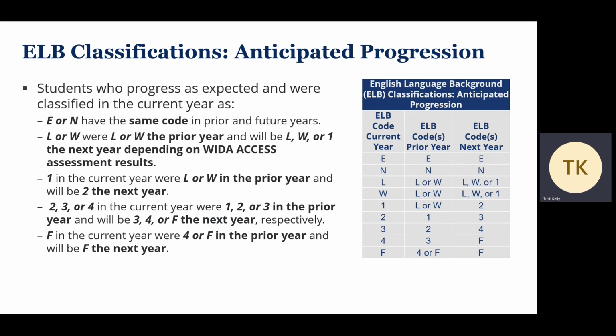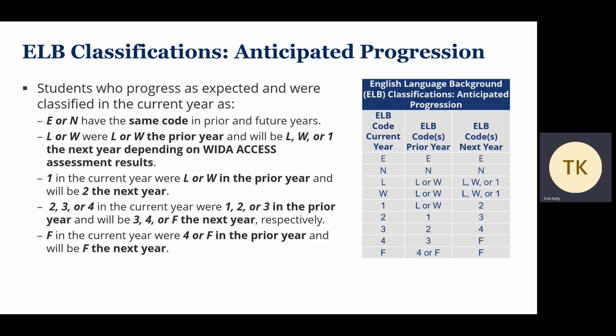as expected. We're classified in the current year as E or N. Those students would have the same code in prior and future years. Students who were L or W in the current year were L or W in the prior year and will be L, W, or 1 the next year, depending on the WIDA Access assessment results.